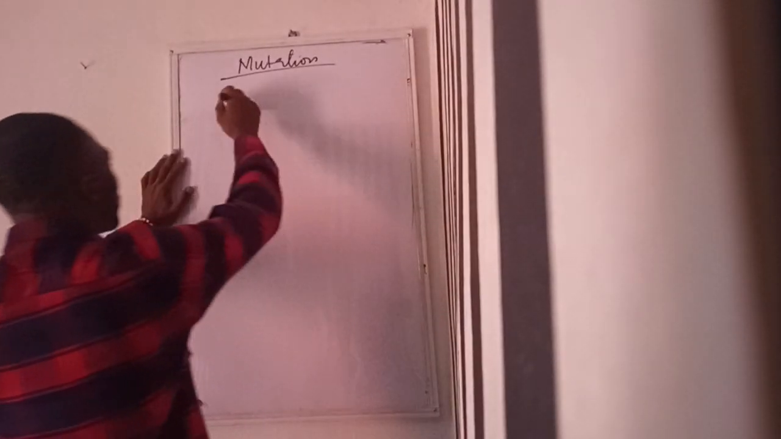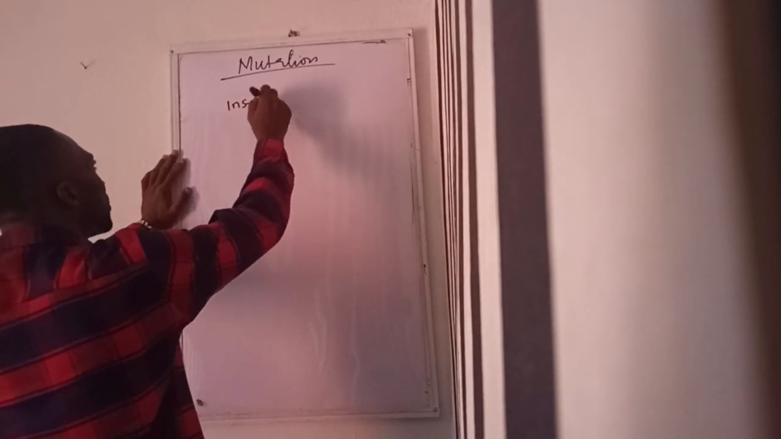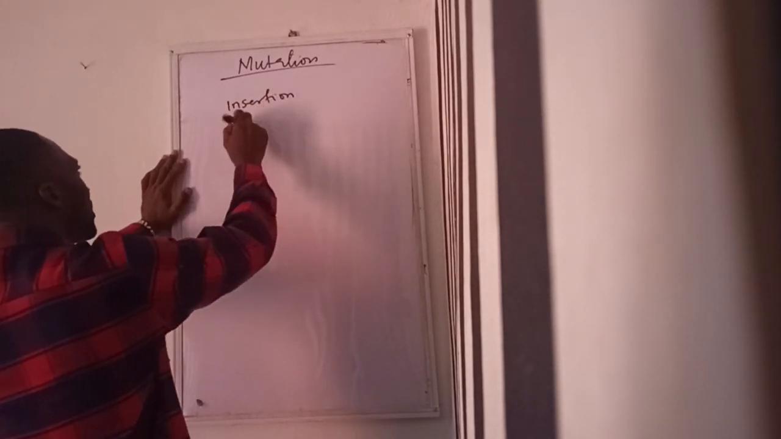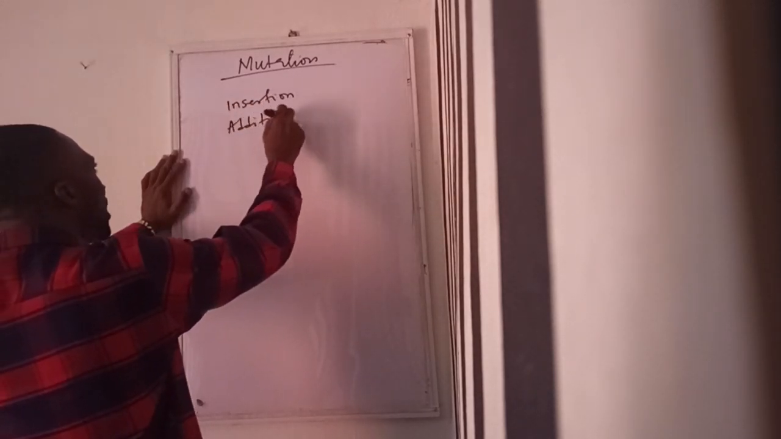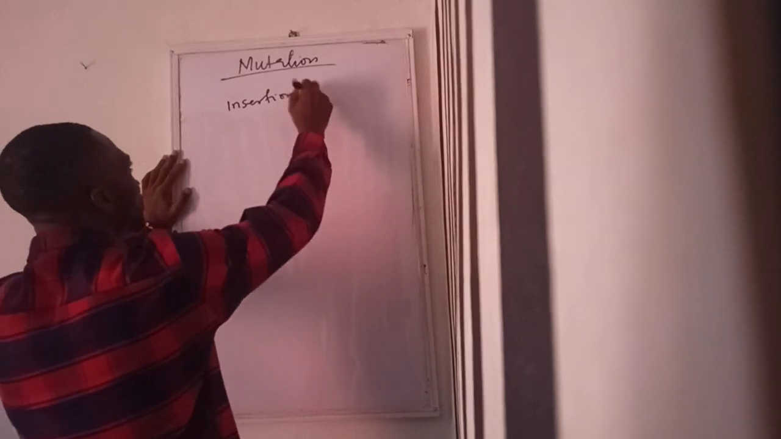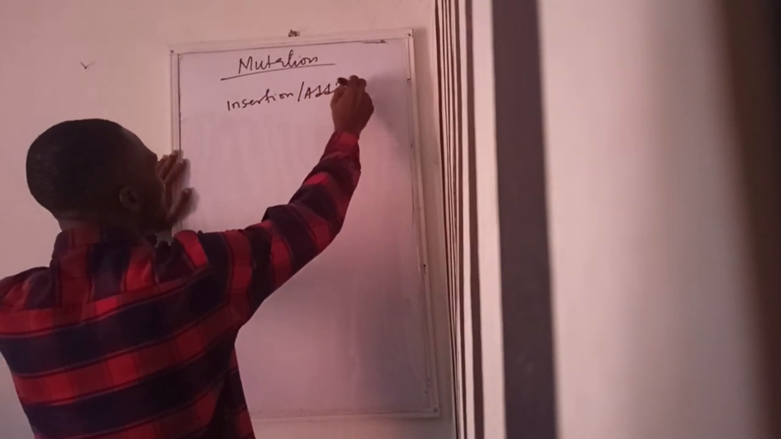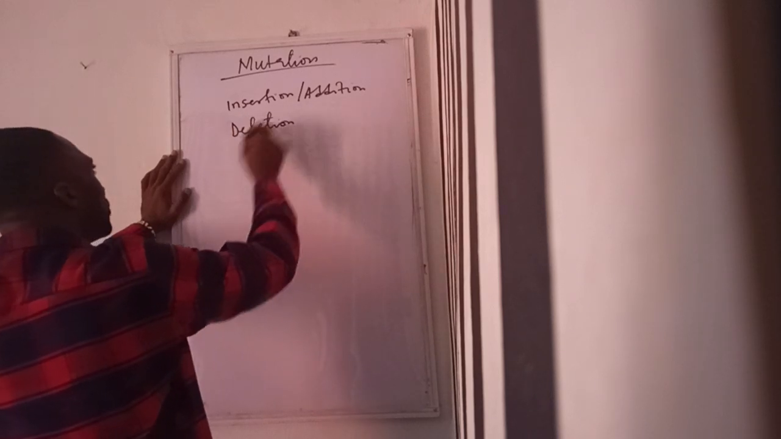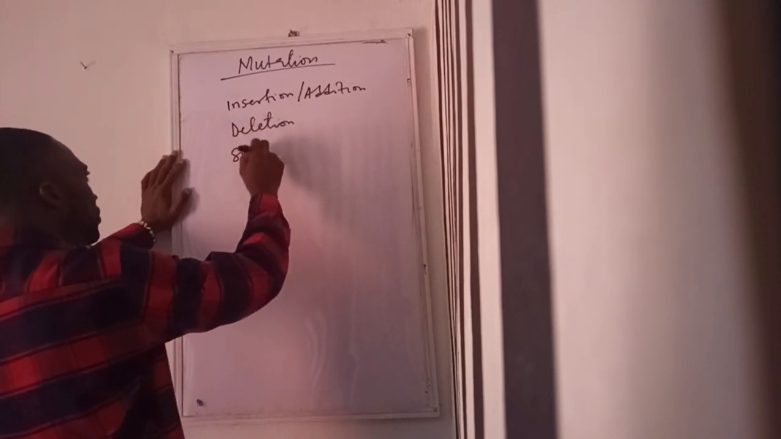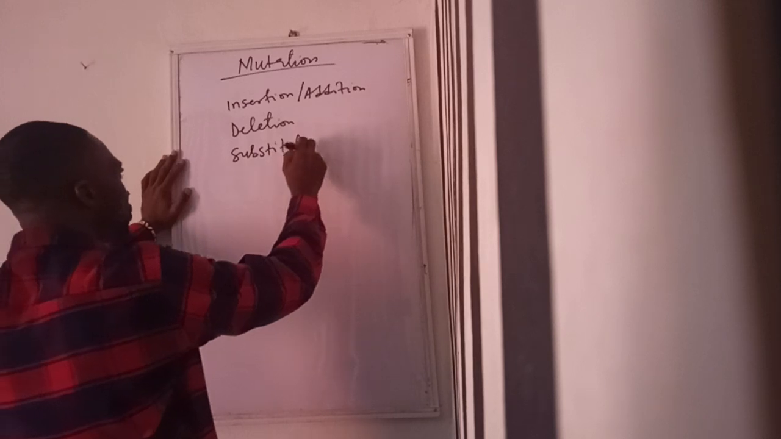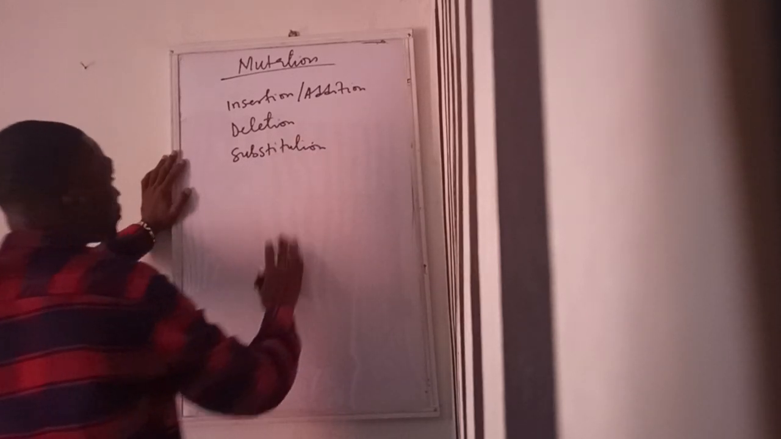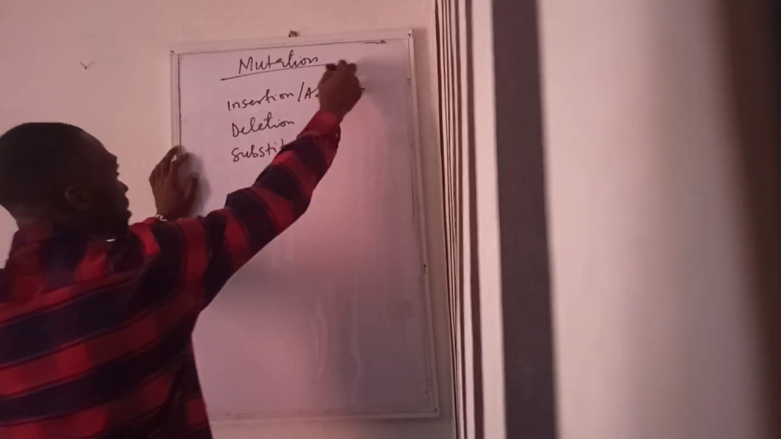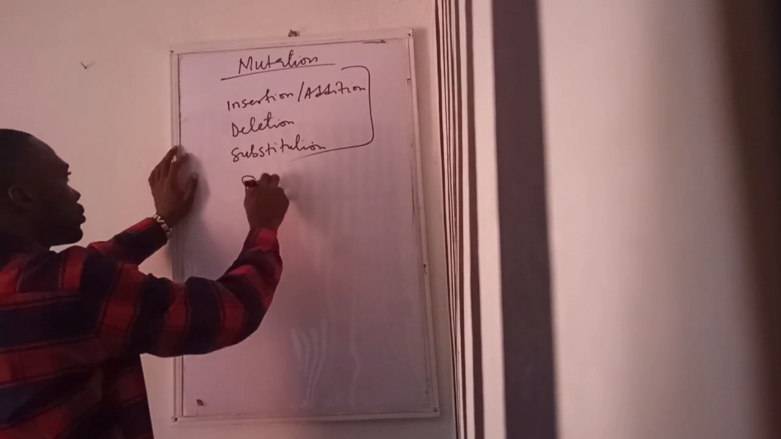This mutation can occur through insertion, which is the same thing as addition. Insertion or addition. Then we'll have deletion, we'll have substitution. So these three types of mutation are called the point mutation.